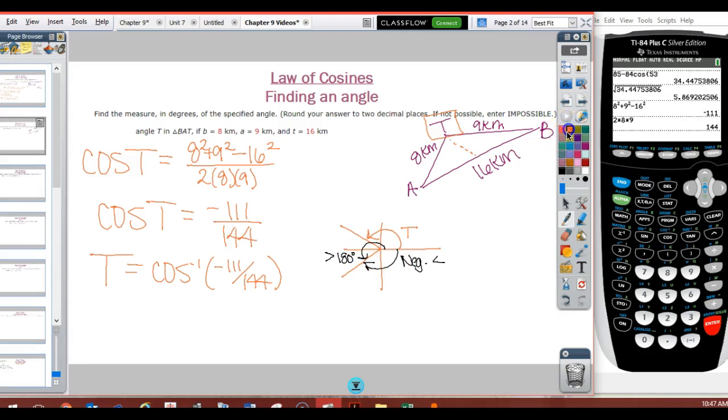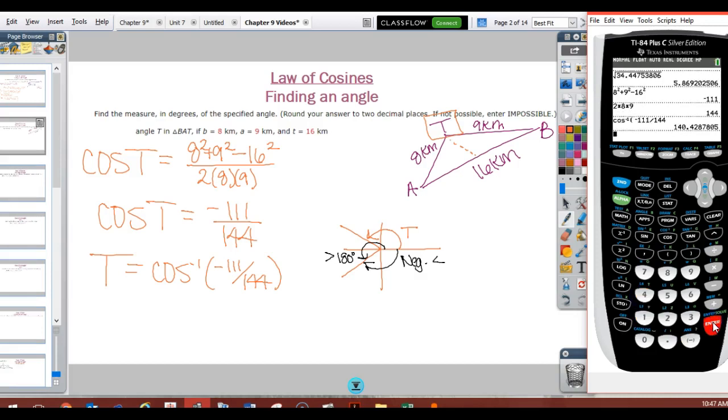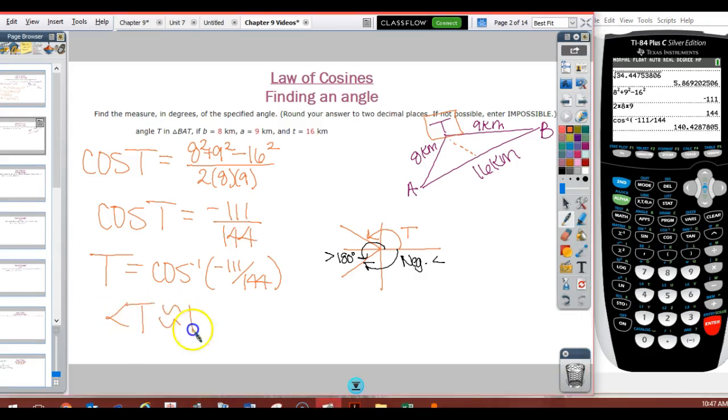So to find angle T, we'll take the cosine inverse of that ratio, and we will get negative 111 divided by 144. Making sure you're in degree mode, we will get an angle for T to be about 140.429 degrees. It's always a good idea to make sure that your answer is reasonable. And since this is my longest side, it would make sense for this angle to be the largest angle, the obtuse angle in the triangle.